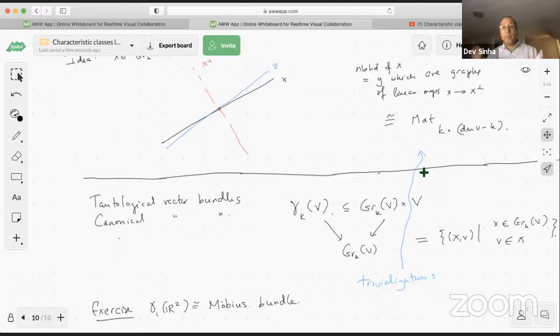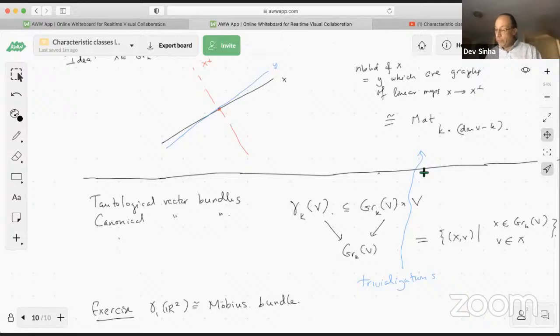In other words, if I had a basis for x, I could use these linear maps to impose a basis everywhere else, and that's a trivialization. So yeah, you can say exercise, write down some of that as well, but if you find it convincing, we can go on. Okay.